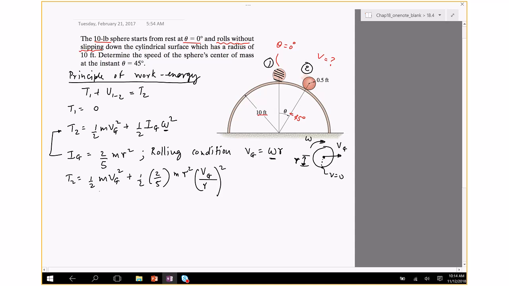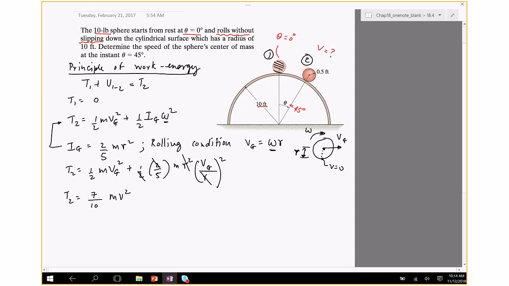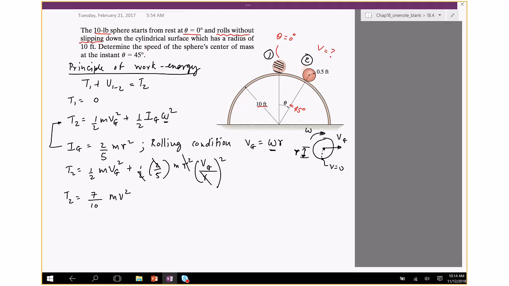Okay, so I can cancel a few things. This r will go with this r, and so simplifying everything gives me 7/10 mv squared. Okay, so I got the kinetic energy. Let's now solve for work done.